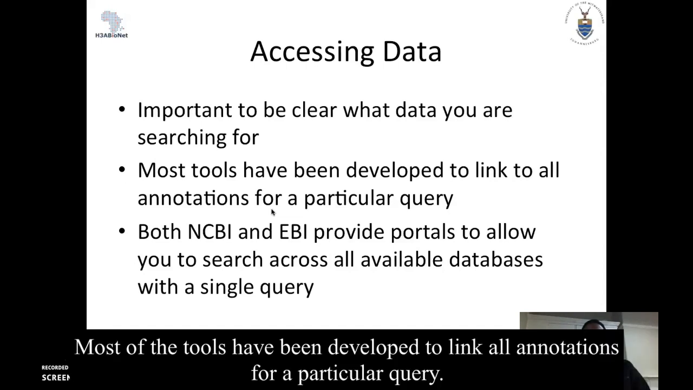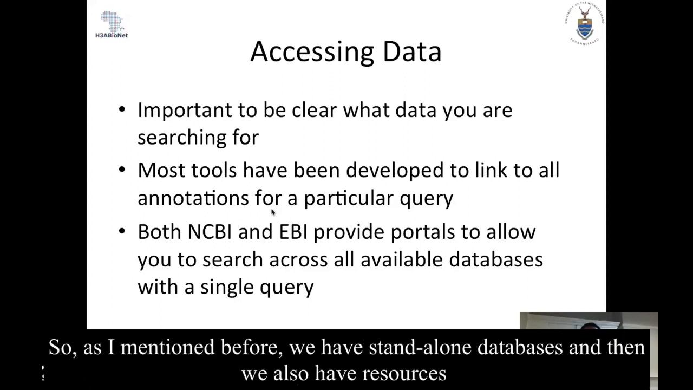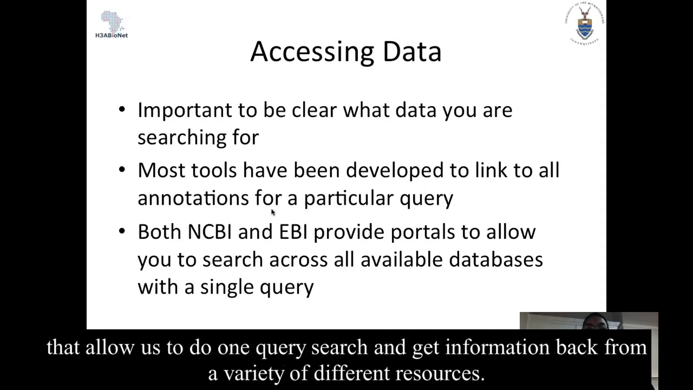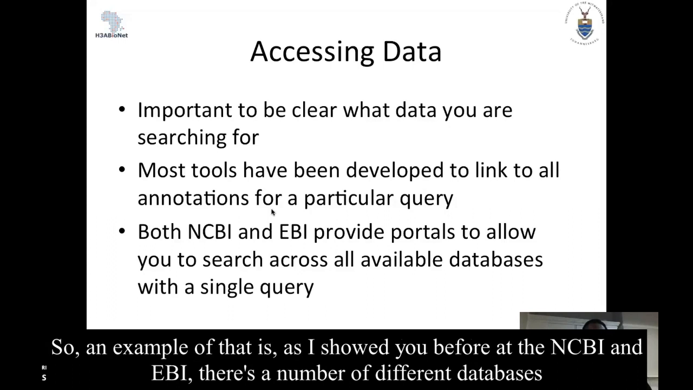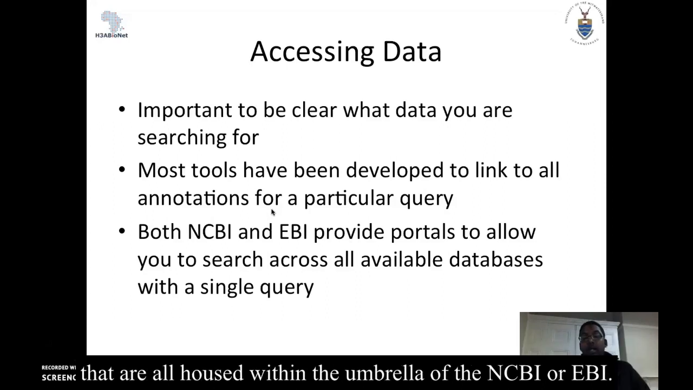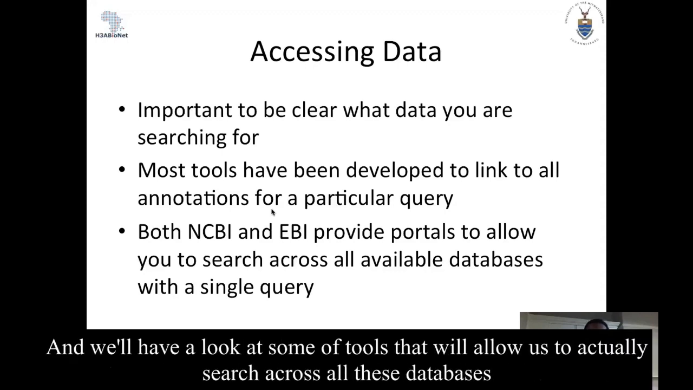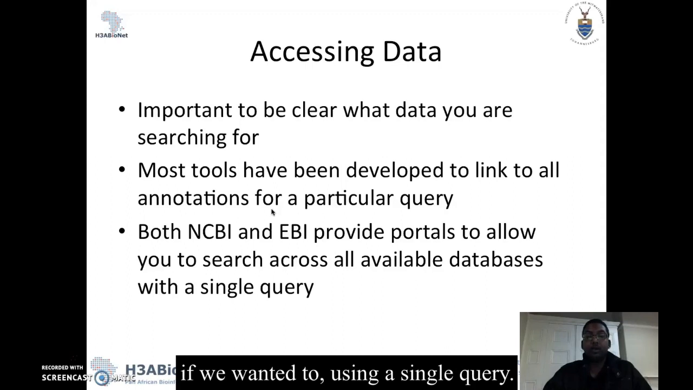Most of the tools have been developed to link all annotations for a particular query. As I mentioned before, we have standalone databases, and then we also have resources that allow us to do one query search and get information back from a variety of different resources. An example of that is, as I showed you before, the NCBI and EBI. There's a number of different databases that are all housed within the umbrella of the NCBI or EBI. And we'll have a look at some of the tools that will allow us to actually search across all these databases using a single query.